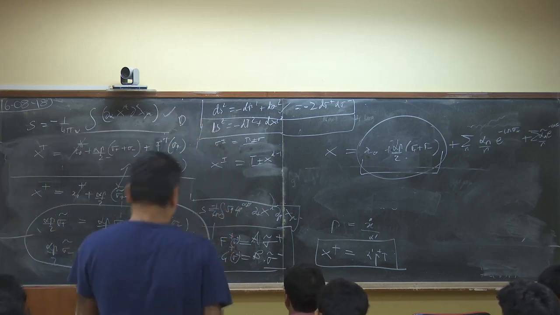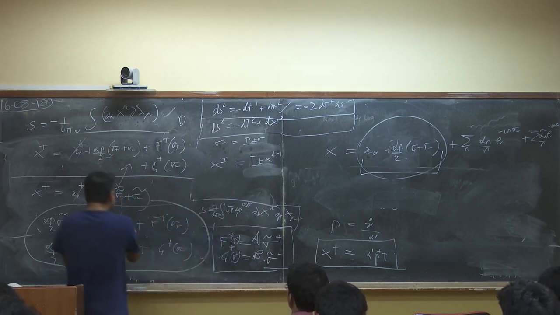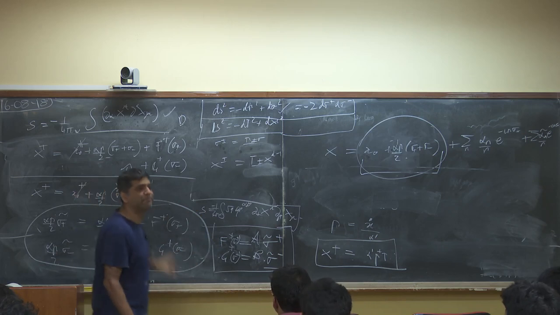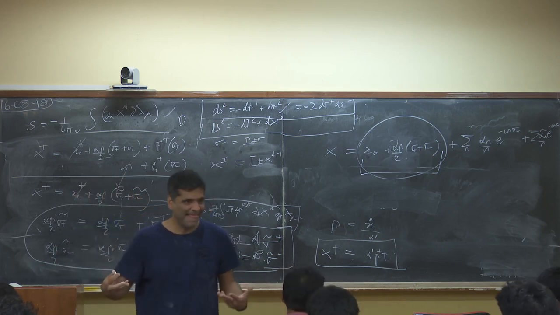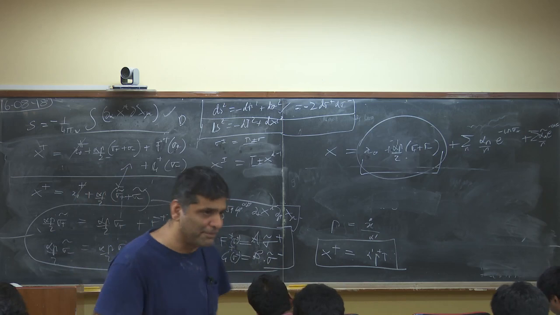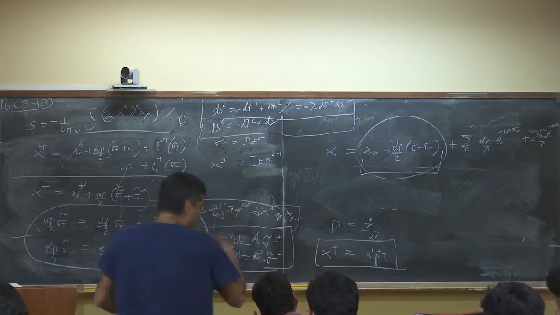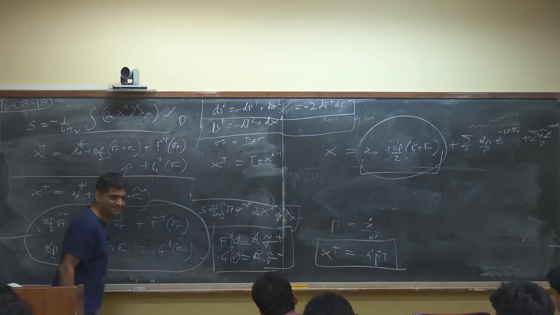Right, because basically what I've said is I've used the coordinate change to get rid of the oscillator parts. So X plus is purely zero mode. And I couldn't get rid of the zero mode part because that would ruin the periodicity. That's basically what I wanted to say.